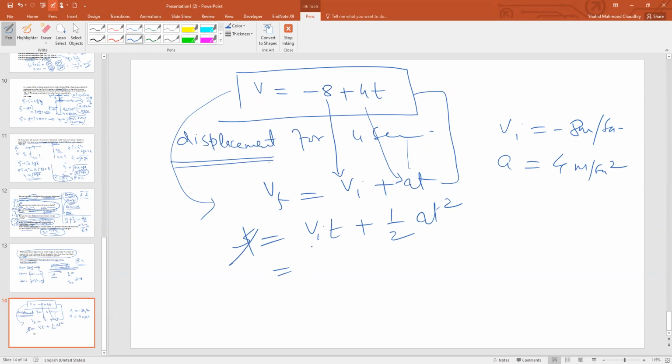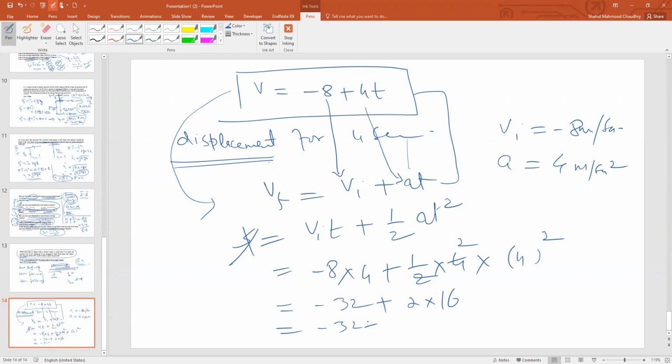What is the answer? VI is -8, T is 4, plus 1 over 2, A is 4, T square, 4 square. -32 plus 2 into 16, -32 plus 32. Answer is 0. So 0 is what? Displacement. So displacement can be 0.